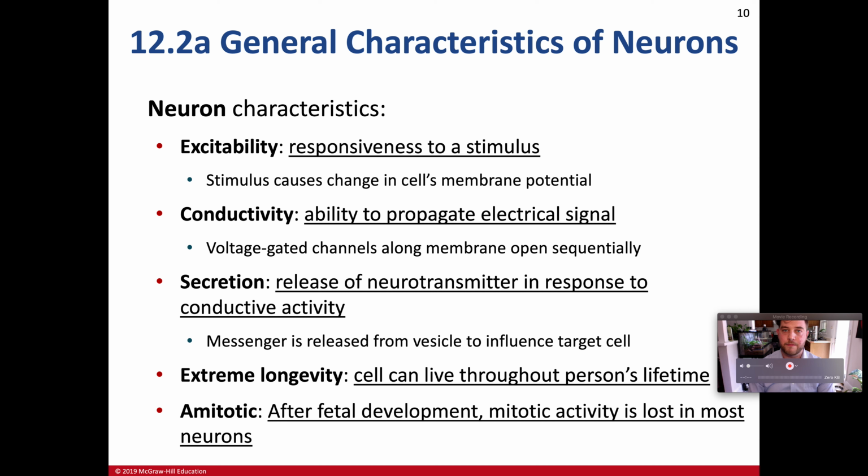And they are also amitotic, which is one of their curses. After fetal development, mitotic activity is pretty much completely lost in most neurons. There are some neuronal stem cells that do remain in the hypothalamus, but that's still being studied. What nerves can do, though, is create new tracks. While you may not be able to develop more neurons, the neurons you do have can create new connections between each other.